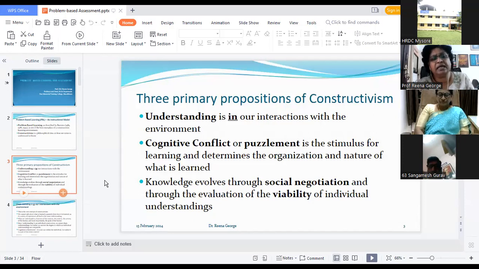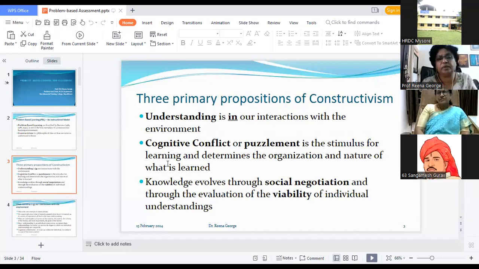And the second thing is that cognitive conflicts or puzzlements are a stimulus for learning, and they determine the organization and nature of what is learned. These are things that we should reflect upon. We will have to create a conflict in the mind of the learner. In a constructivist learning environment, we actually puzzle them. We'll have to create very genuine doubts in them. Only then will they search for understanding, search for knowledge. So this is the second proposition.